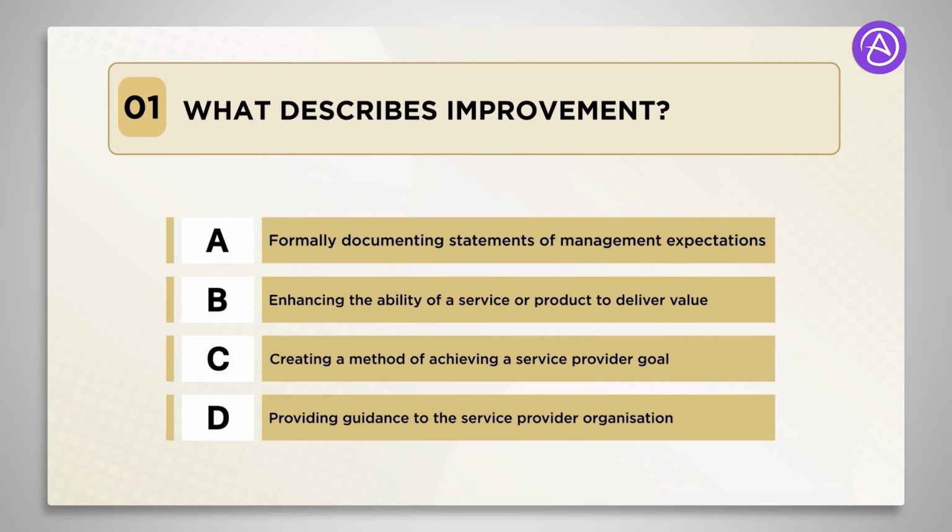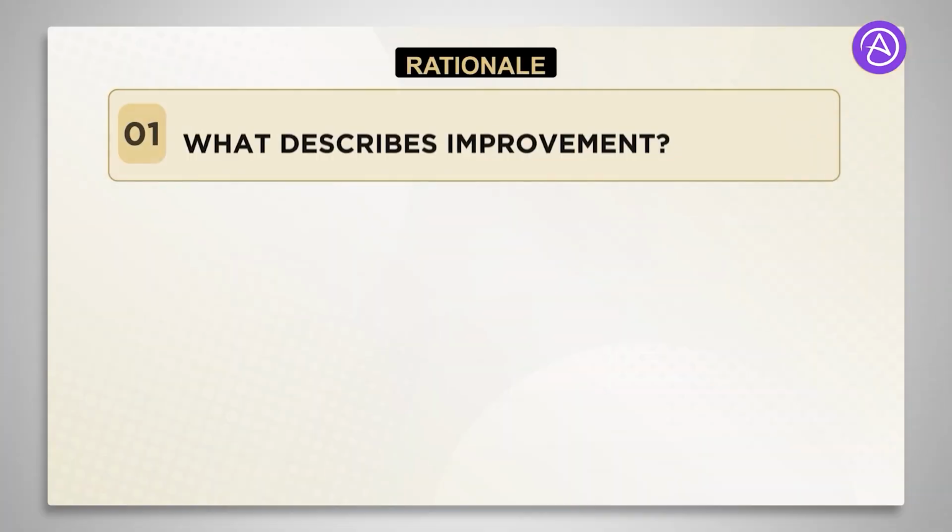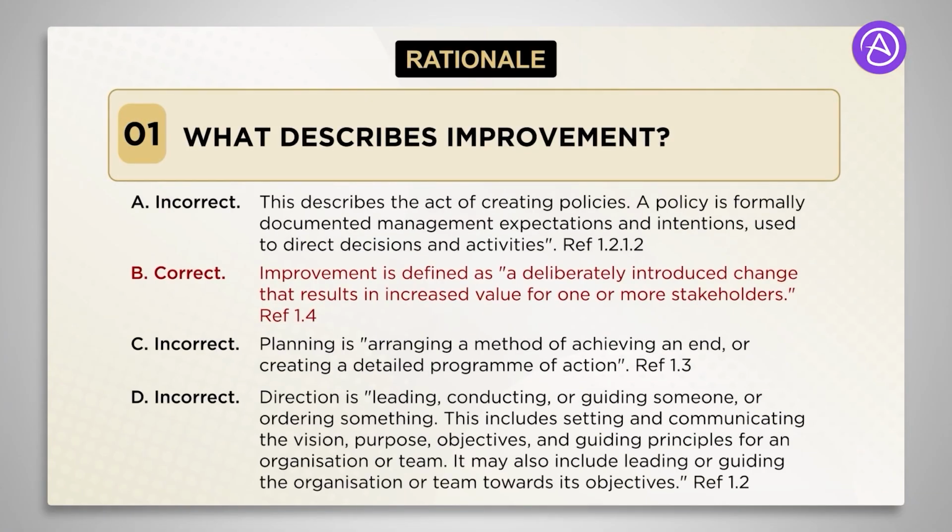So, answer to the question, what describes improvement? The correct answer is B, enhancing the ability of a service or product to deliver value. If you remember, improvement was defined as a deliberately introduced change that results in increased value for one or more stakeholders. We can discount statement A because that's really talking about policies.